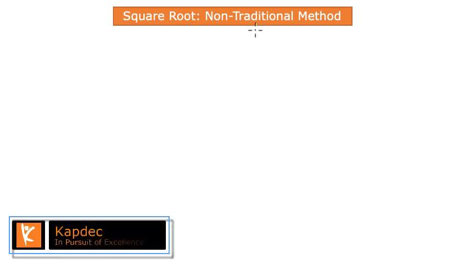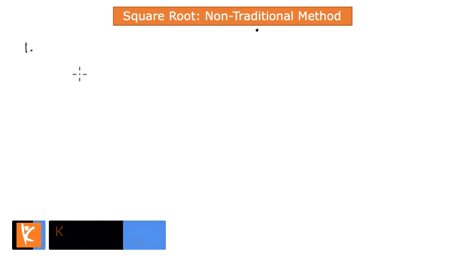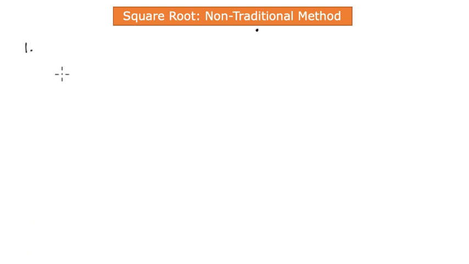We are going to learn a very non-traditional method of identifying the square root. Now, this method you will not find typically in traditional textbooks. It is rather taken from the Vedic style mathematics. So, I'll start with a very simple example. This number is 196 that I need to find the square root of.